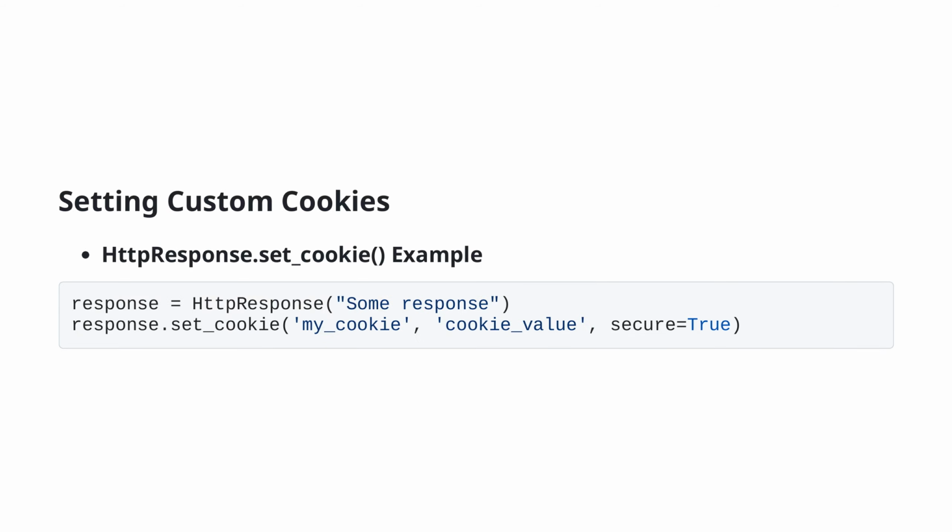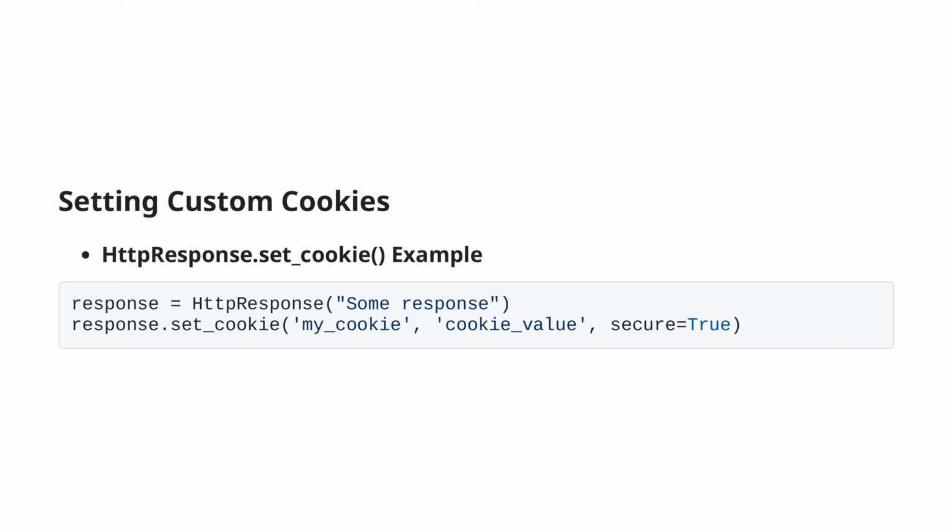When setting custom cookies in Django, you can utilize the HttpResponse.set_cookie method to add cookies to the response object. In this example, we create an HttpResponse with the content "Some response". Using the set_cookie method, we then add a cookie named my_cookie with a value of cookie_value. Additionally, by setting the secure attribute to True, we ensure that this cookie is only sent over HTTPS connections, adding an extra layer of security.